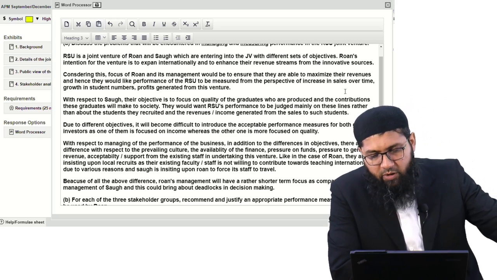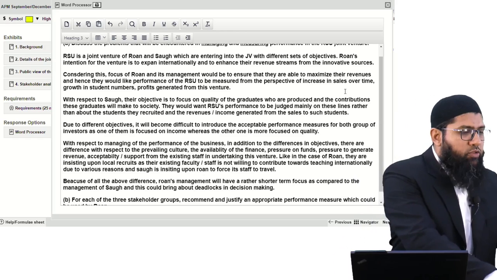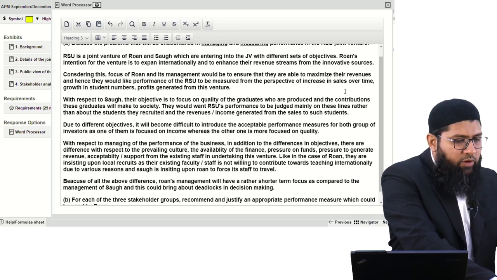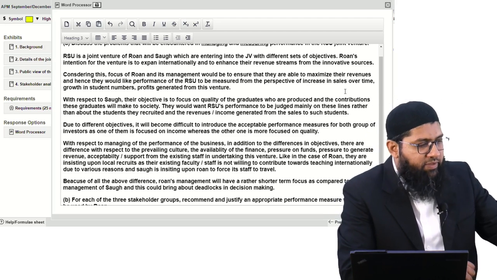Yes, you could talk about the financial and non-financial also. And you could just relate it to the overall objectives of the entity, what exactly these objectives are going to be and how they would actually have an impact.